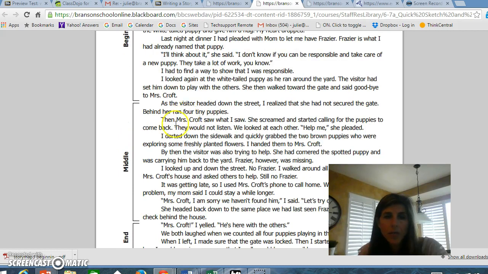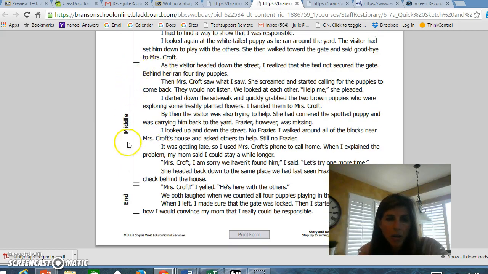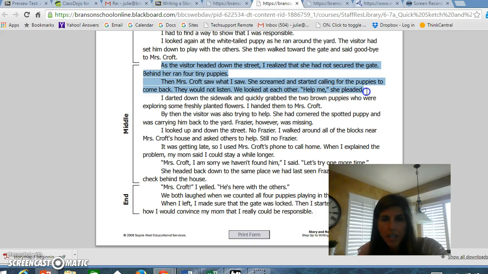Let's go ahead and read the middle of the story. All right, here. This is all the middle. As the visitor headed down the street, I realized that she had not secured the gate. Behind her ran four tiny puppies. Oh no! Then Mrs. Croft saw what I saw. She screamed and started calling for the puppies to come back. They would not listen. We looked at each other. "Help me," she pleaded. I darted down the sidewalk and quickly grabbed the two brown puppies who were exploring some freshly planted flowers. I handed them to Mrs. Croft. By then, the visitor was also trying to help. She had cornered the spotted puppy and was carrying him back to the yard.